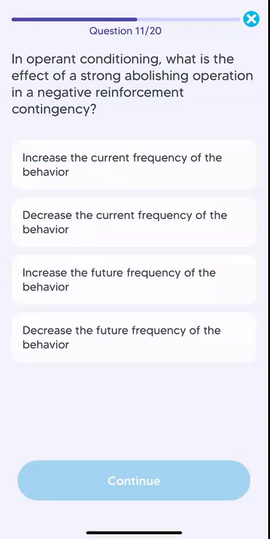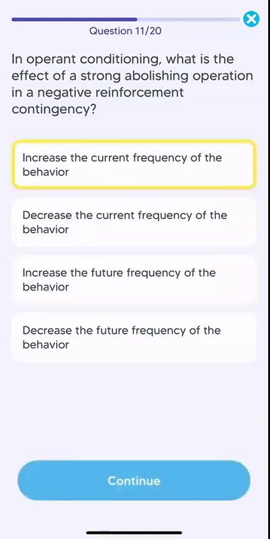Increase the current frequency of the behavior, decrease the current frequency of the behavior, increase the future frequency of the behavior, decrease the future frequency of the behavior. In operant conditioning, what is the effect of a strong abolishing operation in negative reinforcement? Reinforcement should be increased, so the answer would be this or this one. Abolishing operation will affect the frequency. No, operation should be current frequency, not future. What's your answer?